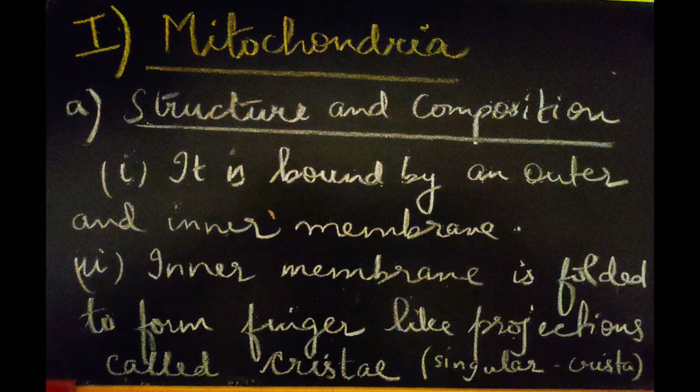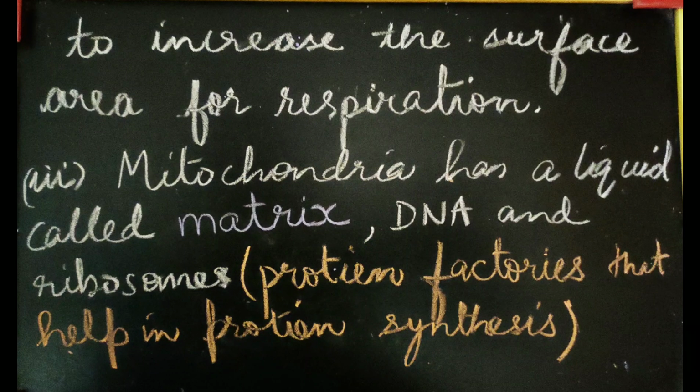So, now summarizing the structure and composition that we have just discussed, it is bounded by an outer and inner membrane. The inner membrane has finger-like projections known as cristae to increase the surface area for respiration. It also contains a liquid called matrix which contains in itself DNA and ribosomes. Ribosomes, as we just mentioned, these are the protein factories that help in protein synthesis.